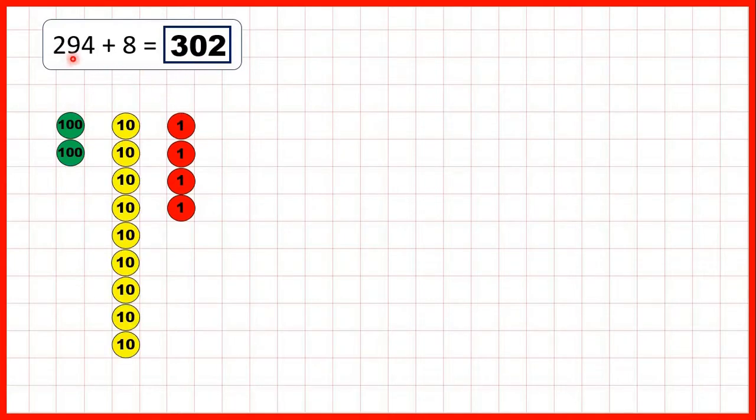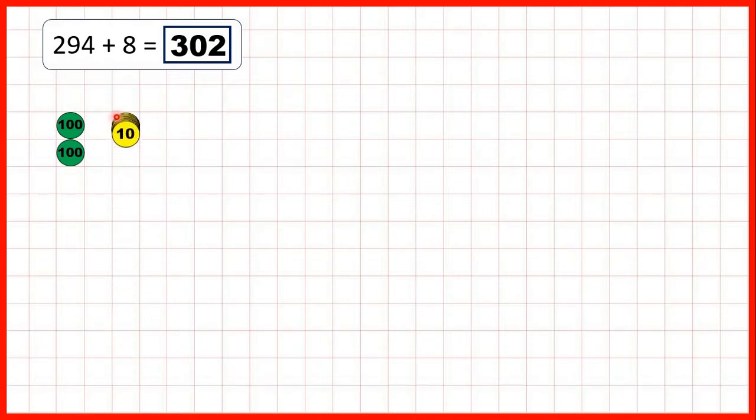And for 294 plus 8, we can start with 294. First of all, we can add 6 ones, then exchange, and exchange again. And then, because adding 6 ones takes us to 300, we just need to add 2 more ones, and that gives us 302.